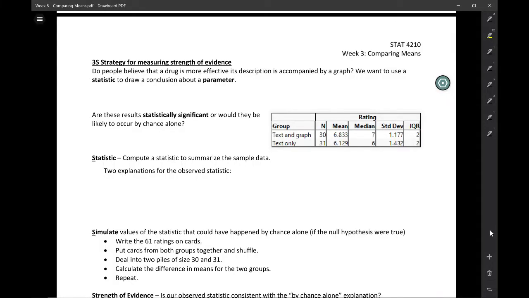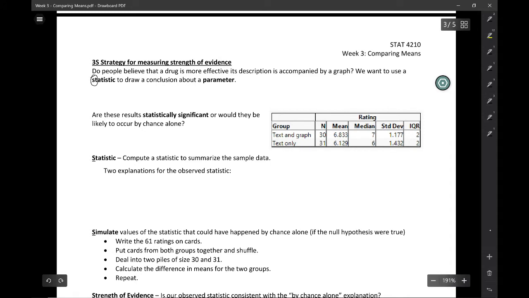In this video, we're going to use a simulation-based approach to decide whether two groups are significantly different from each other. And we're going back to that example from earlier. Do people believe that a drug is more effective if its description is accompanied by a graph? So here, where we're testing statistical significance, we're trying to use a statistic to draw a conclusion about a parameter.